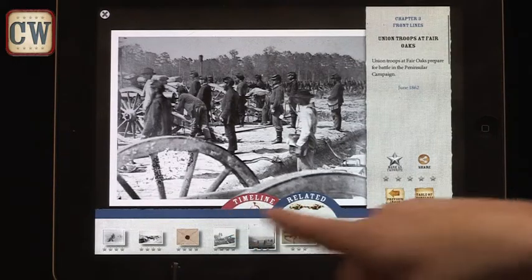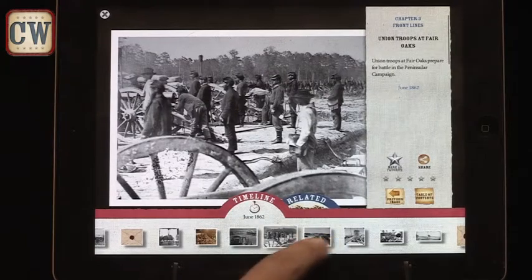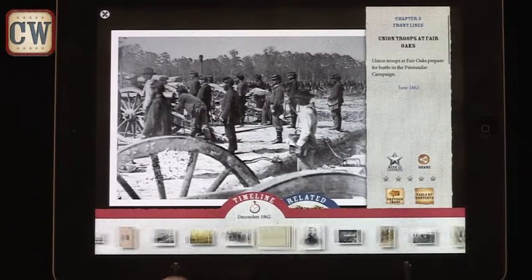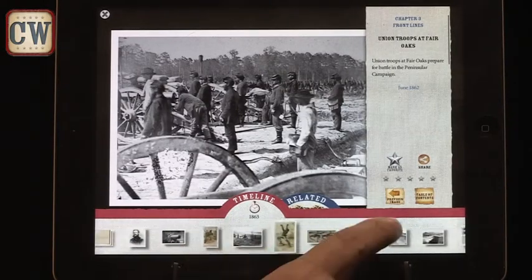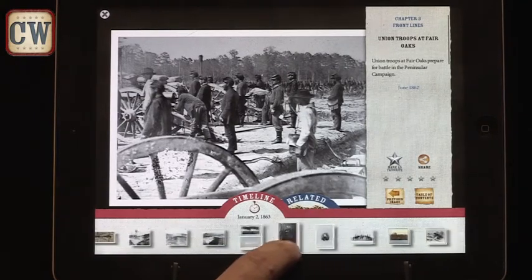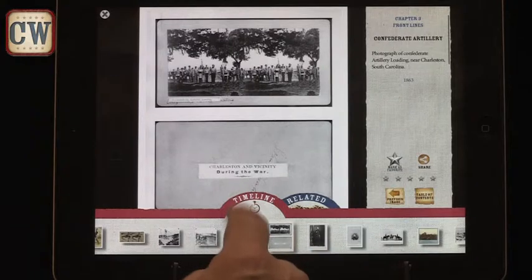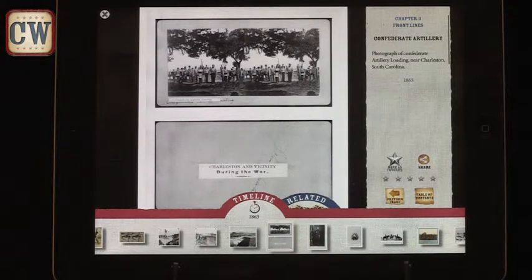And then along each page, I've seen this timeline. What is this timeline? Right, so with the timeline you can go through, and the pages are also set up by time period. Yes. So if you're looking at 1863 on there, now you've got a picture of the Confederate artillery. That's great. Loading up their artillery in 1863. So that's nice. So you've got it by location, you've got it by time period, you've got it by subject.